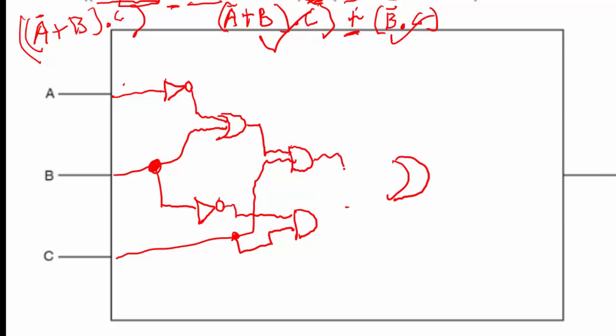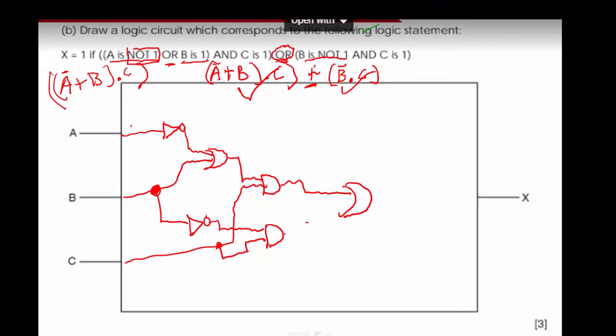And then what I'm going to do is just connect my wires so they can see that I've ORed the result together. And then it goes to X and we are done. So that is how you draw a logic circuit.